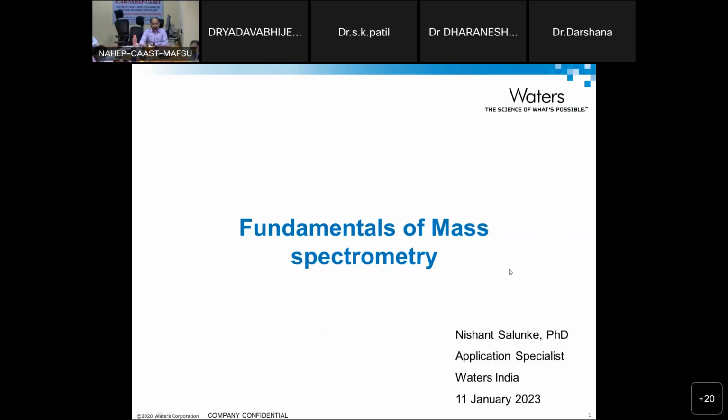Okay. So till now we have discussed chromatography, which is a separation technique used for separation of different compounds present in the given sample. Now we are going to focus more on the detection part, that is mass spectrometry.